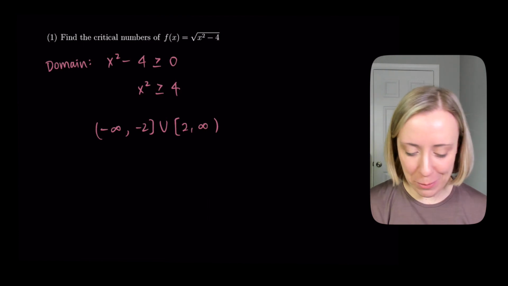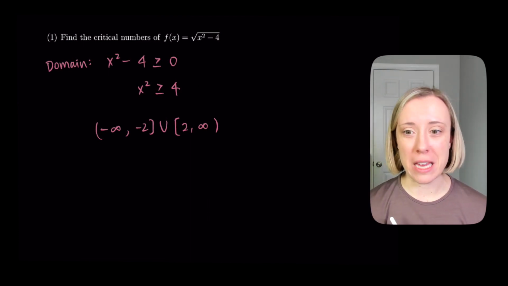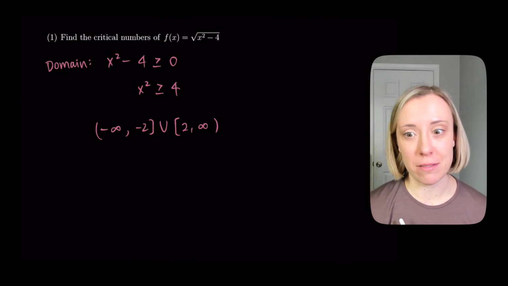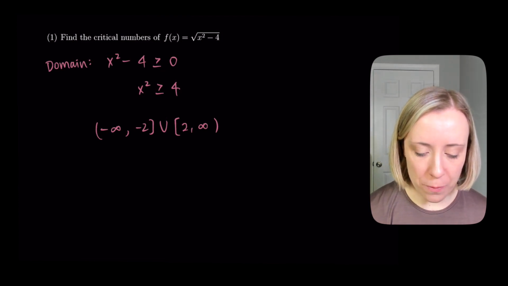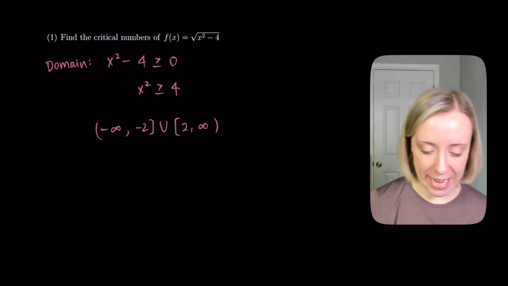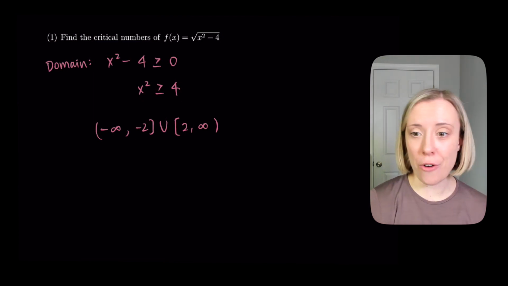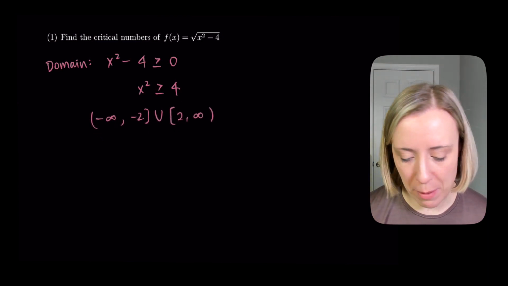Hopefully you can believe me that if we chose anything less than negative 2, negative 2 squared is a positive 4, negative 3 squared is a positive 9. Because squaring makes it positive, these all work. So our domain is anything from negative infinity to negative 2, then from 2 to infinity. All right, so when we're looking at our critical numbers, we need to just remember this domain.